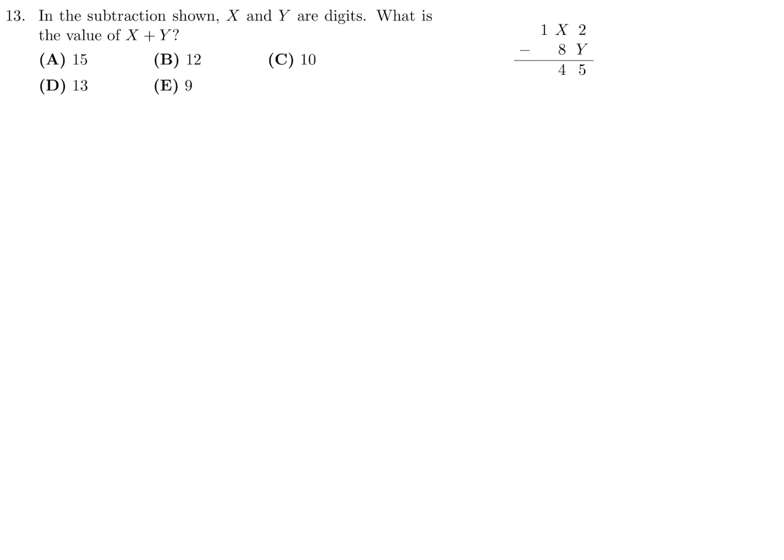In the subtraction shown, x and y are digits. What is the value of x plus y? We have 1x, 2, and then we have minus 8y. So if we just look at this first column, we have 2 minus y is equal to 5, since it results in 45. Well, obviously this isn't going to work, so there's obviously been a carry. So when you carry the 1, it becomes a 12. So 12 minus y is 5. So that means y must be 7.